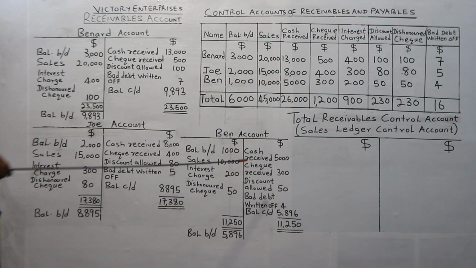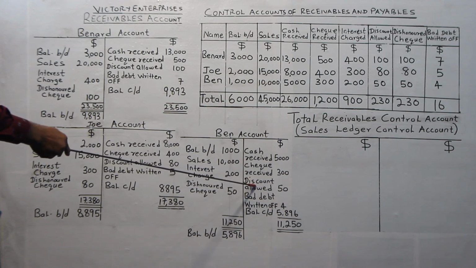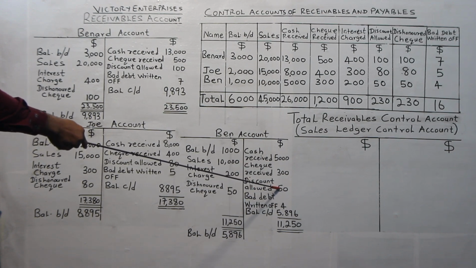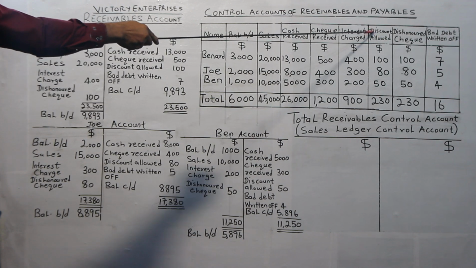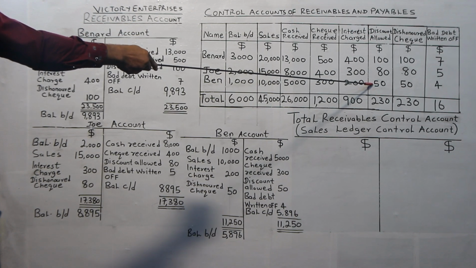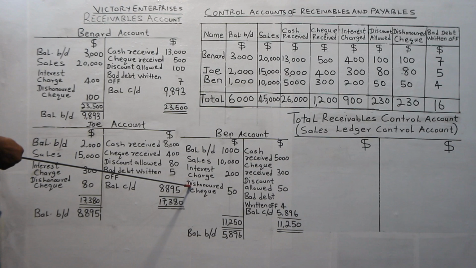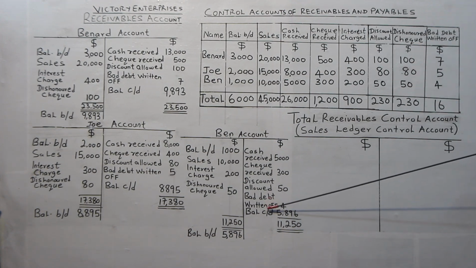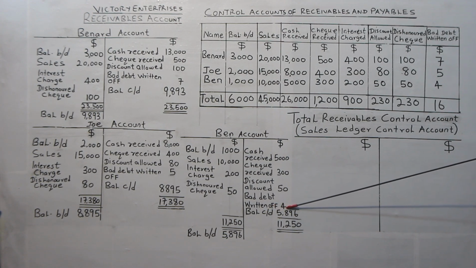Then we have discount allowed 50 for Ben. You can see it under the discount allowed column 50 for Ben. We also have dishonored check 50 for Ben. We have 50 under dishonored check for Ben. Then we also have bad debt written off $4 for Ben, transferred under bad debt written off.